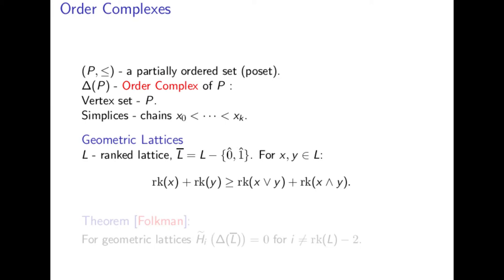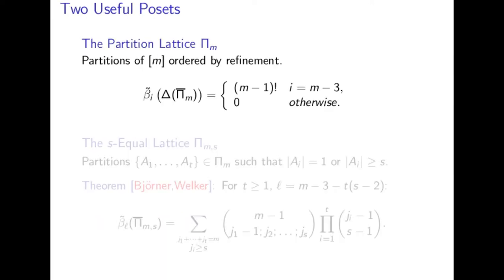The topologically simplest lattice is a geometric lattice. What is a geometric lattice? It's a ranked lattice, so any element has a rank, and the rank satisfies this inequality: the sum of the ranks is at least the rank of the join plus the rank of the meet. Now, of course, any lattice has top and bottom elements, and if we want interesting topology, we have to chop them off. We call this L bar. The classical result of Folkman from the 60s says that for geometric lattices there is only one homology, the top homology. You can compute it using the Möbius number of the poset, but in any case, it has only one homology, in top dimension.